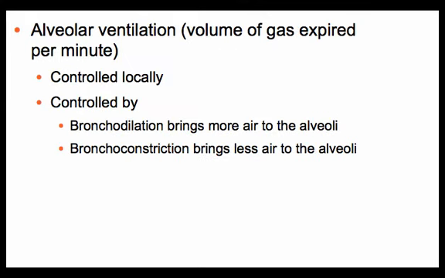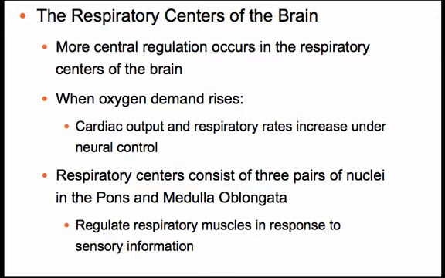Alveolar ventilation is the volume of gas expired from the alveoli to the outside of the body per minute. Alveolar ventilation can be increased locally by controlling bronchoconstriction and bronchodilation. Bronchodilation will bring more air to the alveoli, and bronchoconstriction will bring less air to the alveoli. More central regulation occurs in the respiratory centers in the brain.